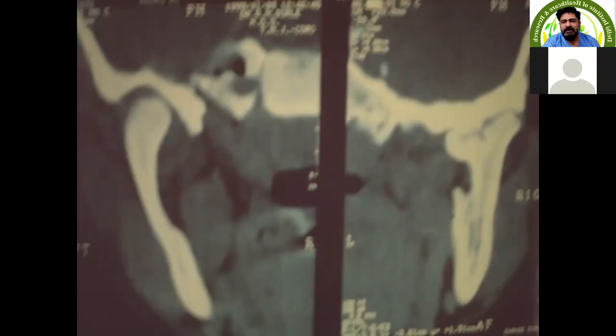In this, you can see this is the affected side. Everything is flat here, and this is the normal side. So obviously, this is the shorter one. So the chin will deviate towards the shorter side.